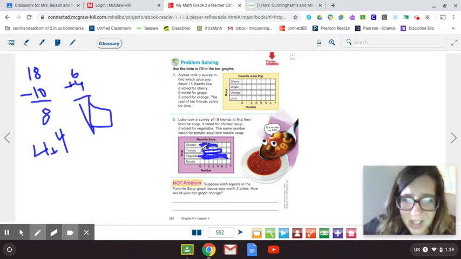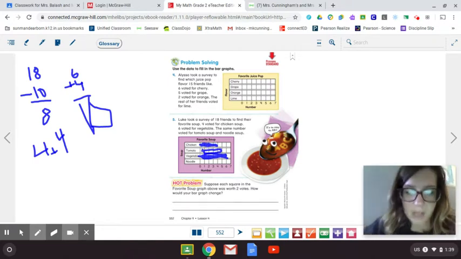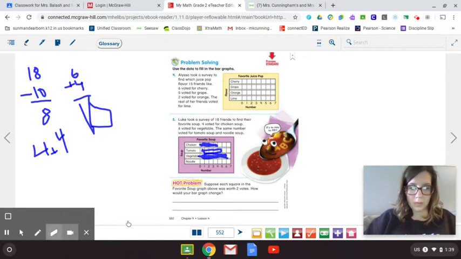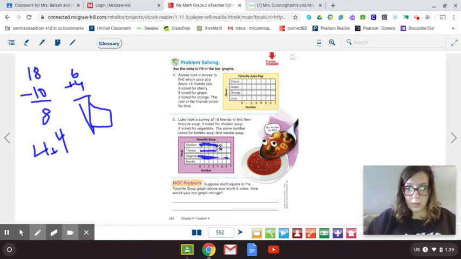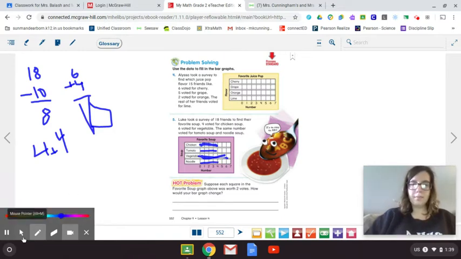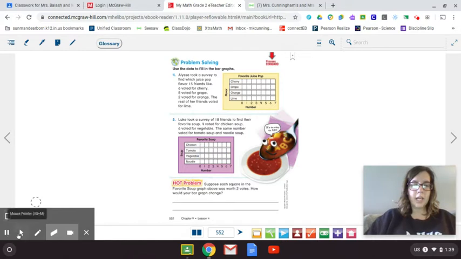Did I go too far? Yes, I did. Let me try to just erase that part. 1, 2, 3, 4. Let me fill this in a little bit better here. And then 1, 2, 3, 4. All right. And we're not going to do the last problem. Okay. And that's all we're doing on here for now. So that's a little bit about bar graphs. Okay. Let's erase that there.